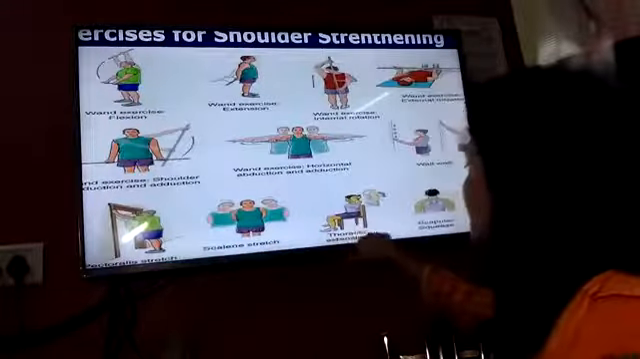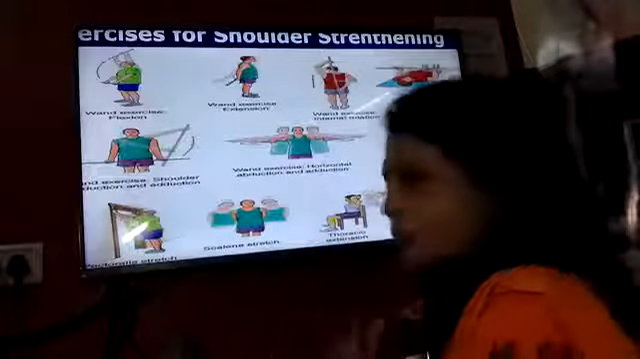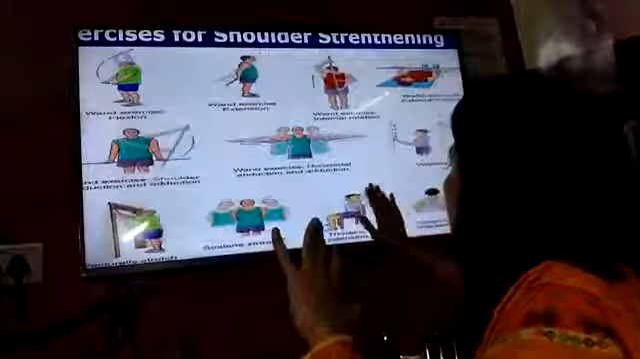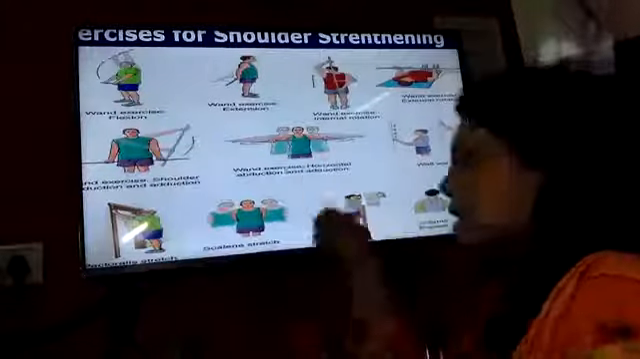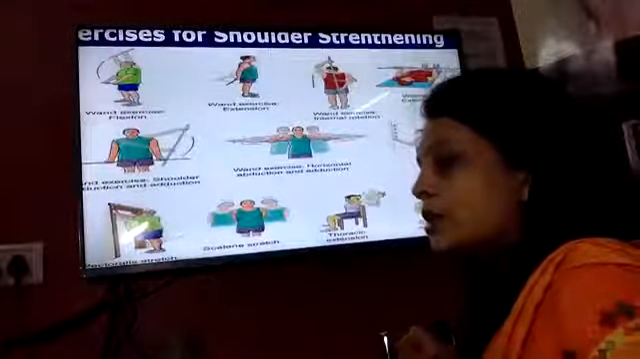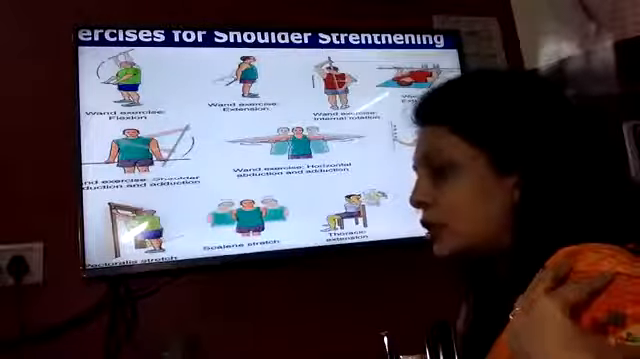Then this is the thoracic extension stretch. We can interlock both of your fingers and hold them at the back of your head, and we can do this thoracic extension stretch like this. Then scapular squeeze. We can squeeze both of your scapulas and hold it and feel the squeeze or stretch at the upper trapezius or scapular region.